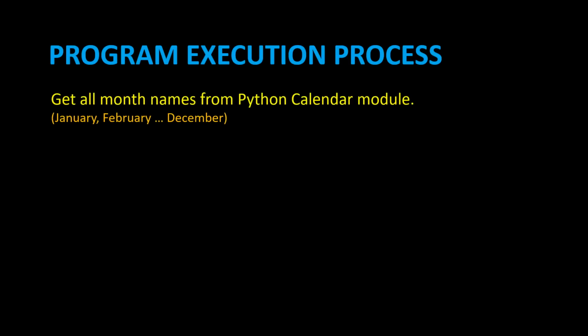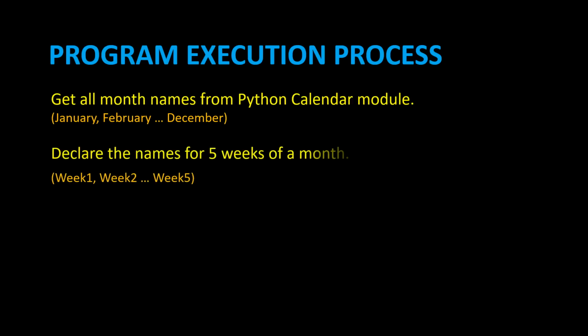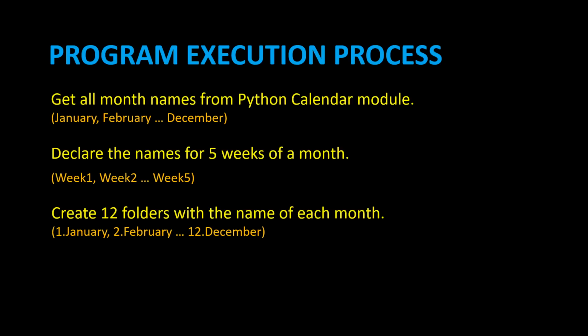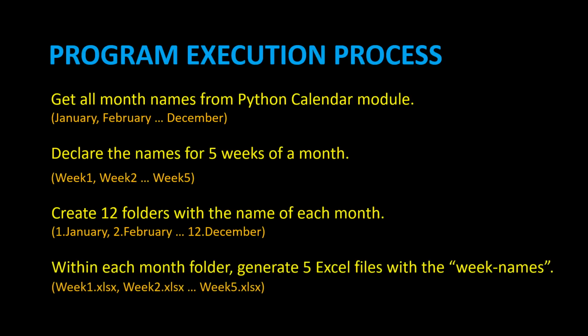Program execution process. First of all, get all month names from the Python calendar module. That is, January, February, March, till December. Declare names for 5 weeks of a month. Here I will be using the names week 1, week 2, up to week 5. Create 12 folders with the name of each month. I will create 1.January, 2.February, up until 12.December. Within each month folder, generate 5 Excel files with the week names, that is, week 1.xlsx, week 2.xlsx, to week 5.xlsx. So here comes the Python program code.